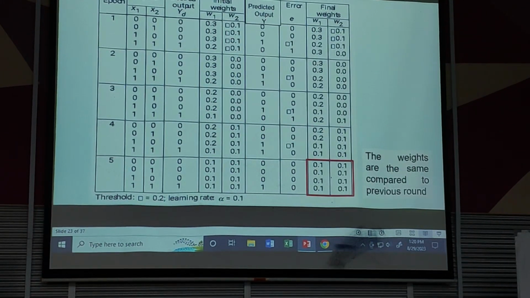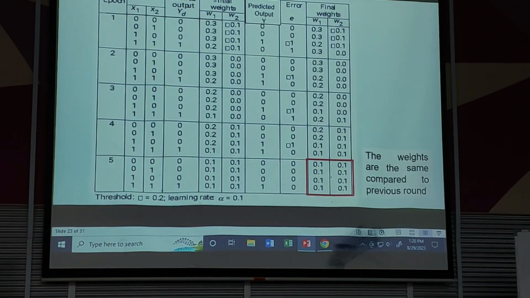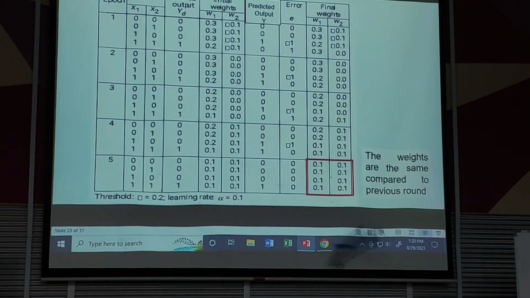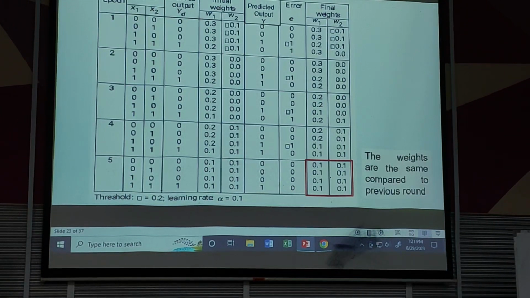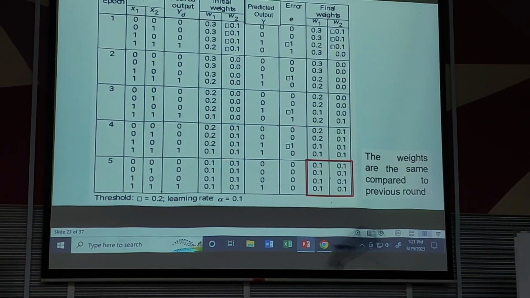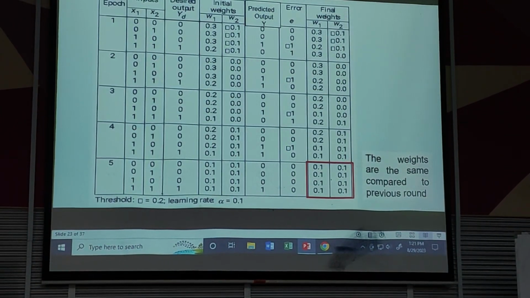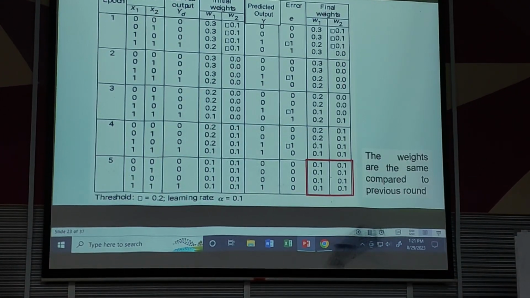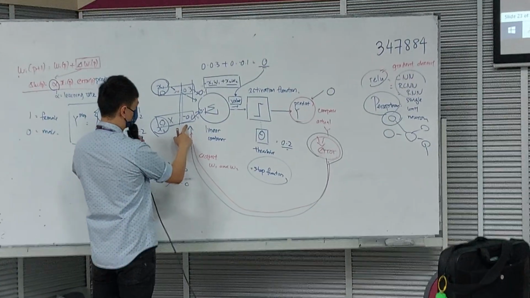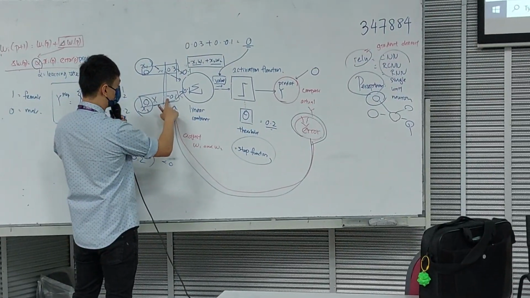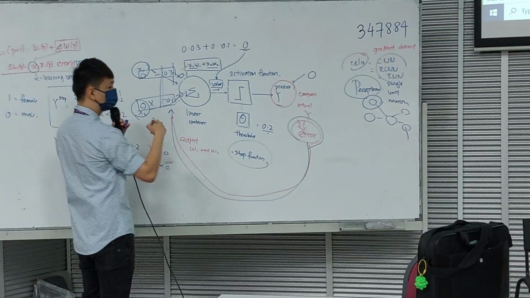Okay, so you can see that initially it is 0.3, negative 0.1, but as you keep training, eventually this one will drop to 0.1. This one increases to 0.1. So what we can conclude here is that x1 is not as important as we think, because eventually it dropped to 0.1. And x2 here is quite significant. You can see that from negative 0.1, it increased to 0.1.